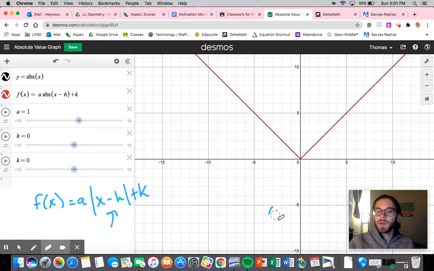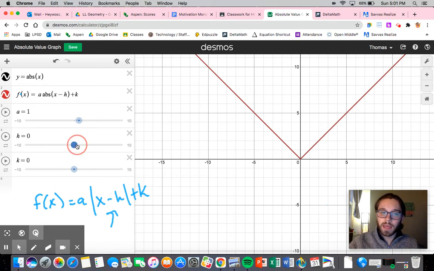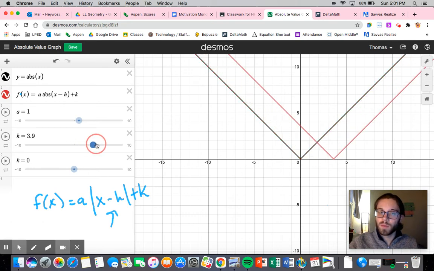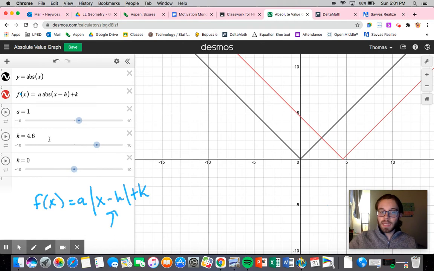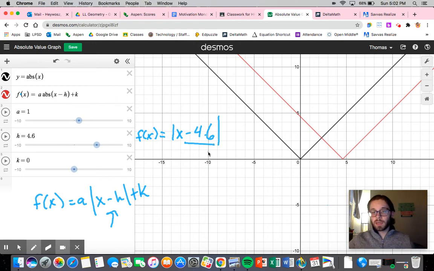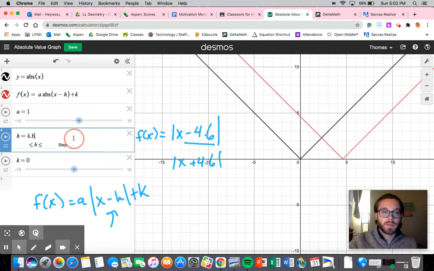All right, and now what do you think is going to happen when I'm dealing with my h? Well, if I go to the right, right? So essentially what this is, I would have f of x equals the absolute value of x minus 4.6. So the minus 4.6 shifts it over to the right, okay? Similarly, if I had plus 4.6, right, what's it going to go? It's going to go the other direction. It's going to go to the left.